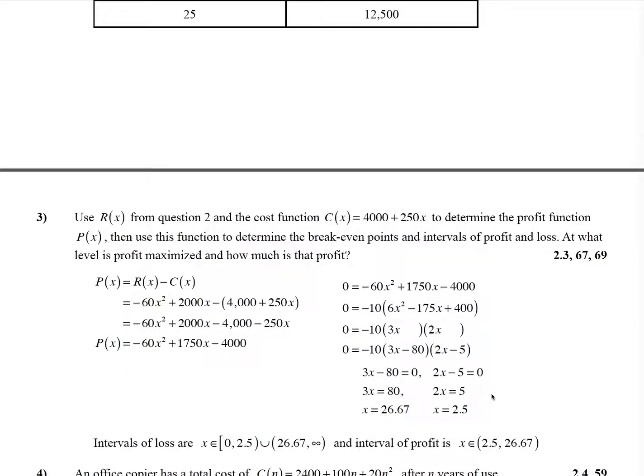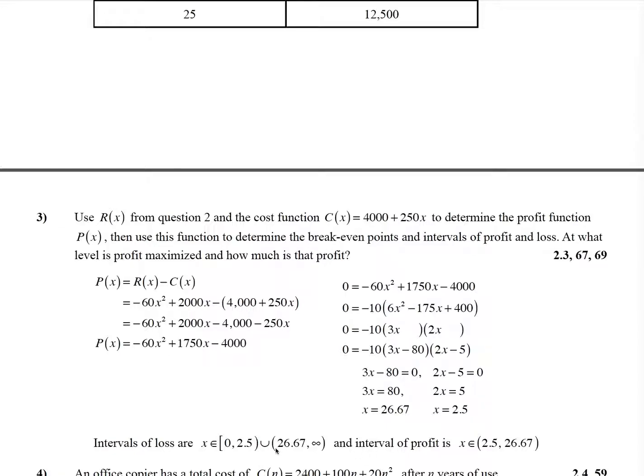Now the interval of loss will be from 0 to 2.5, and I have a square bracket here so that we include 0, because if we're not making anything, we're going to be experiencing a loss, because we are at least opening our plant or whatever concern we have going, and we will incur costs just turning the key and opening the door. And we go up to 2.5. I don't include 2.5, and I use the curved parenthesis to indicate that. We don't include 2.5 because we're not losing money at 2.5. We're just breaking even. Not making money, not losing money, just breaking even.